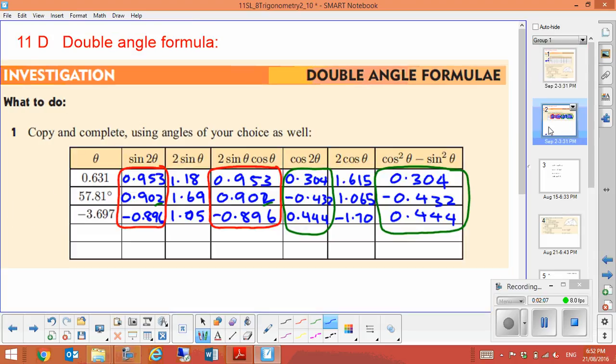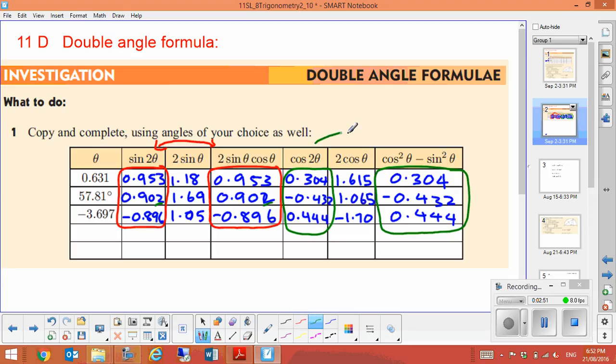Okay, so hopefully you've got that done. And what we see is when we fill in these, we come out with all these different values. And what we've noticed here is sine of 2 times the angle is matching up with 2 times sine theta cos theta. So that's giving us the same value. So it looks like sine of 2 theta is the same as, not 2 times sine, but 2 times sine theta cos theta. In this case, if we take cos of the double angle, we get 0.304, and that turns up again when we take cos squared theta minus sine squared theta.